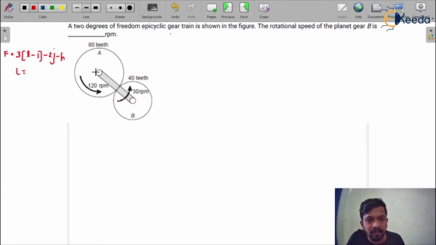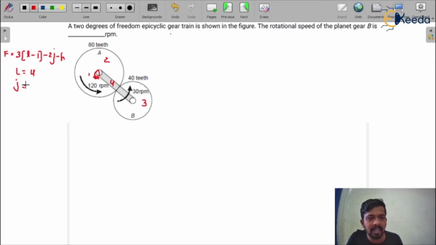You can see here there is a fixed link. We all know that it is a fixed link on which gear A is in rotation. So that is one fixed link, that is another, and that is 3, and that is 4. So basically there are 4 links.